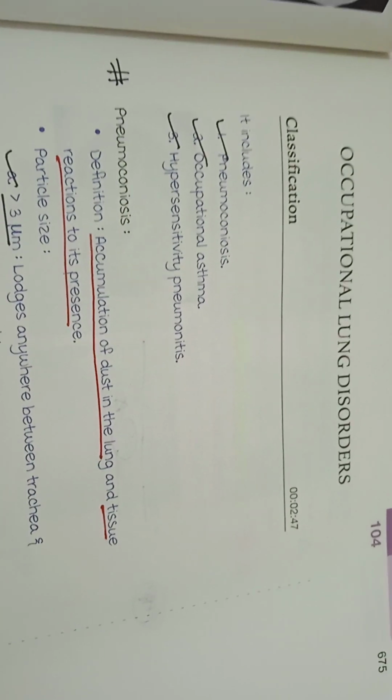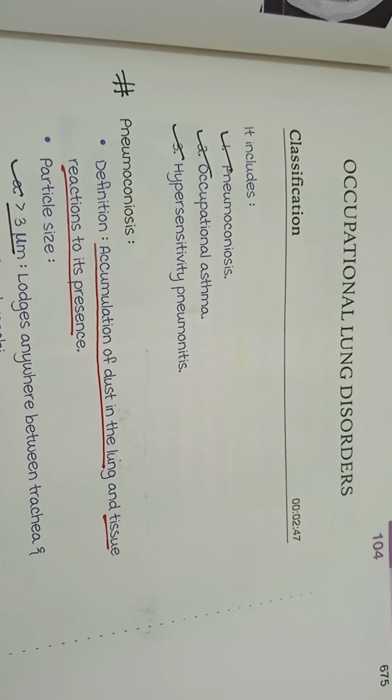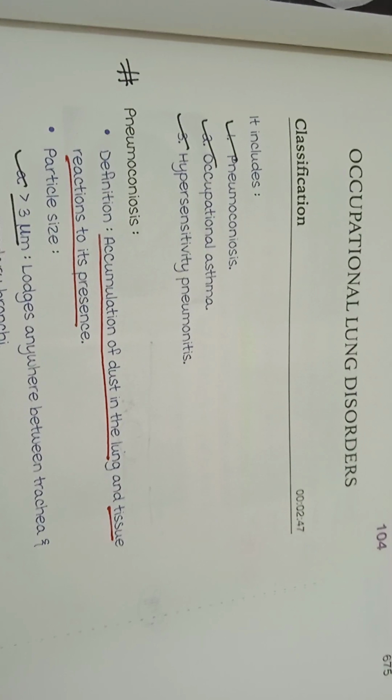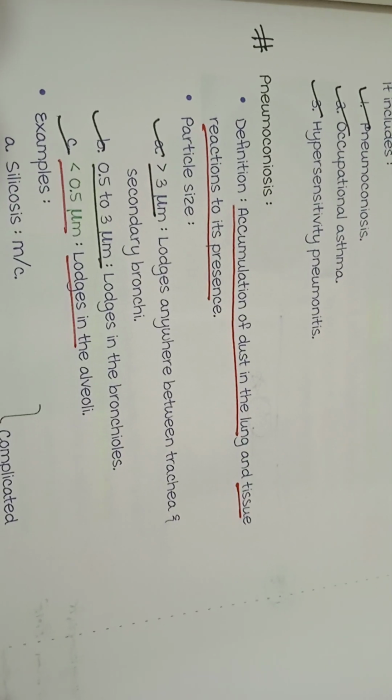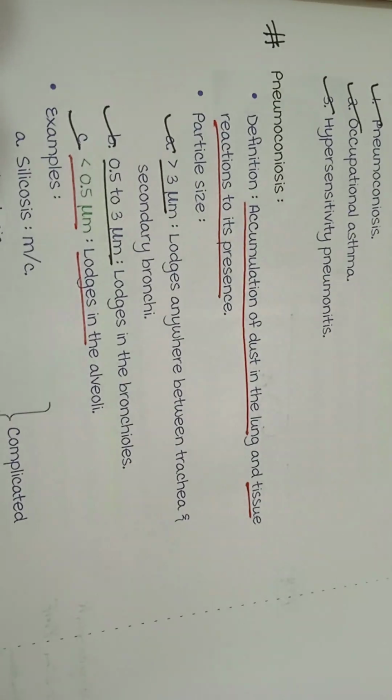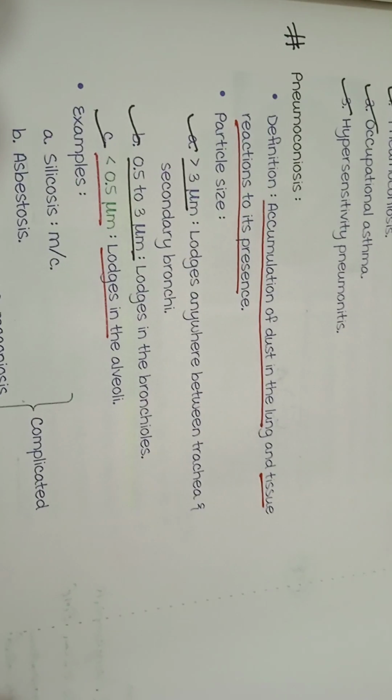Let's see occupational lung disorder. It includes pneumoconiosis, occupational asthma, and hypersensitivity pneumonitis. In this section, we will talk about pneumoconiosis. Pneumoconiosis is basically accumulation of dust in lungs and tissue response or reaction to it.